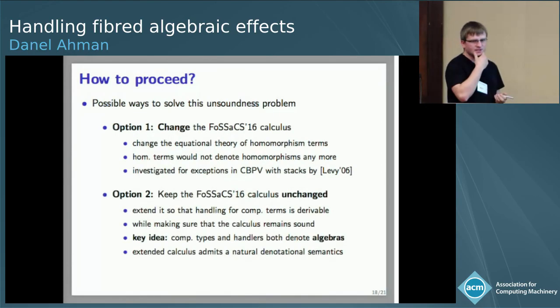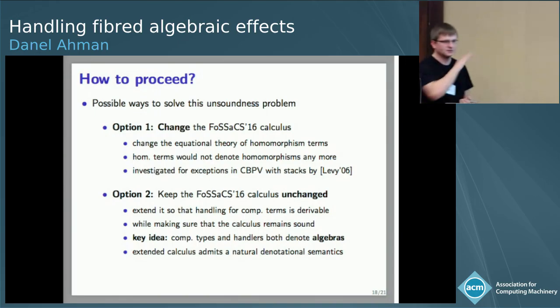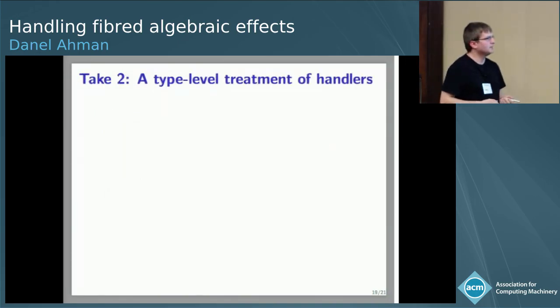So there are two ways to proceed. You could change the underlying calculus and have a system where homomorphism terms are not homomorphisms anymore, or you could think of a slightly different extension, in which homomorphism terms would still be homomorphisms, but you would have handlers, but not the unsoundness issue. And this is the second option that's followed in this paper.